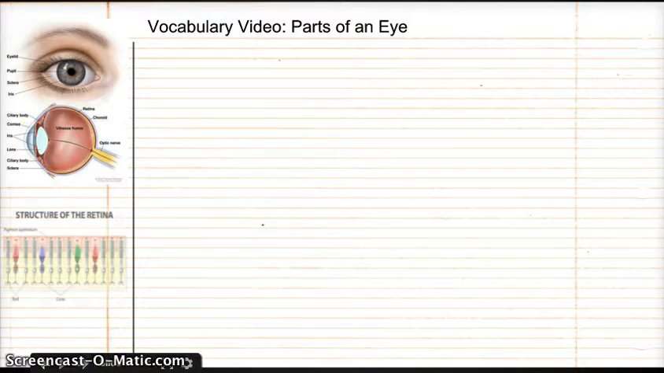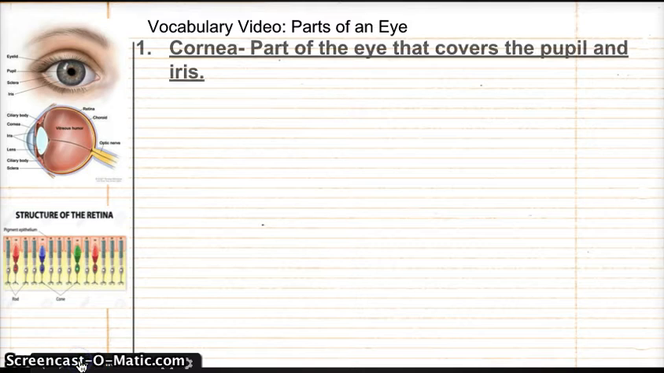For number one, coming up here, cornea. The cornea is part of the eye that covers the pupil and the iris. So I want you to draw these two quick sketches here. And then the better sketch of the cornea would be this right here. The cornea is like a layer of cells that protects things from going into your eye.